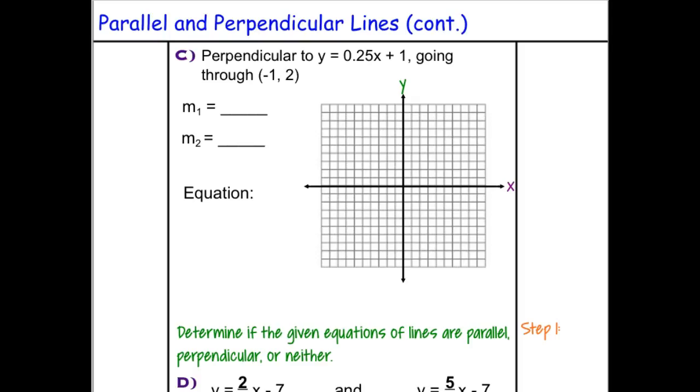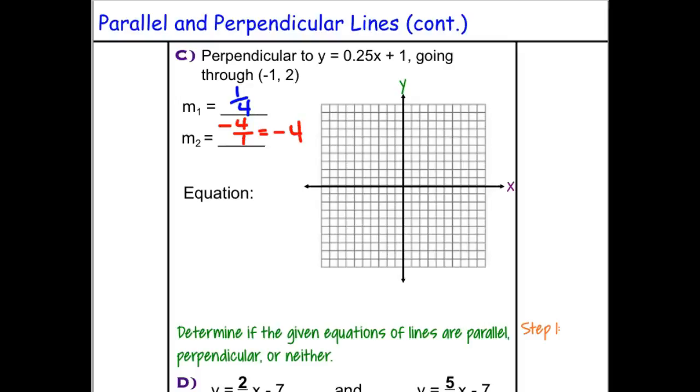So as you can guess, our next one is y equals 0.25x plus 1 through (-1, 2). So remember, we talked yesterday that this is the same thing as 1/4, because finding the reciprocal of a decimal, you can't do it unless you put it as 1 over 0.25, which doesn't work because you can't have decimals within fractions. So we know that the new one is negative, and it's flipped, so it's 4 over 1 or -4.